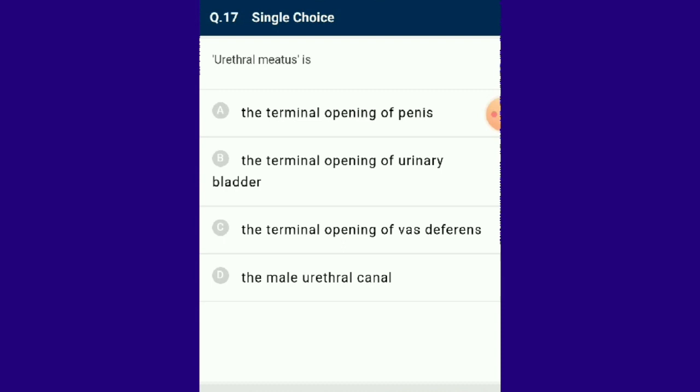These ducts are responsible for storage and transport of sperms from the testis to the outside of the body through the urethra. The urethra originates from the urinary bladder and extends through the penis to its external opening called the urethral meatus, through which both male urine and semen exit from the body. So the answer is option A. The terminal opening of the penis is called the urethral meatus.